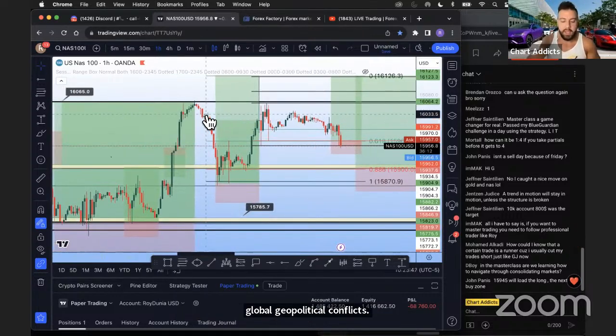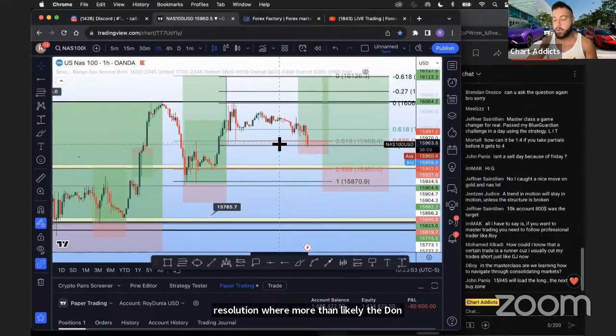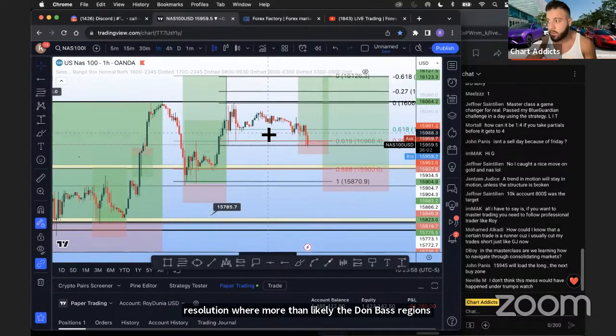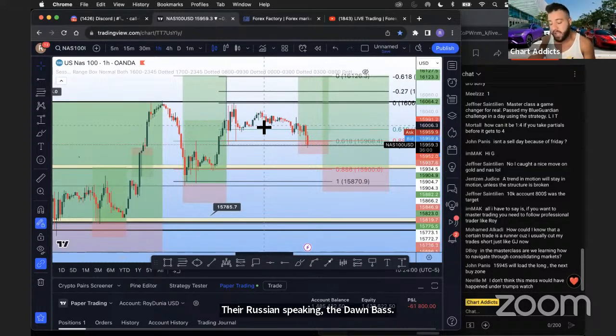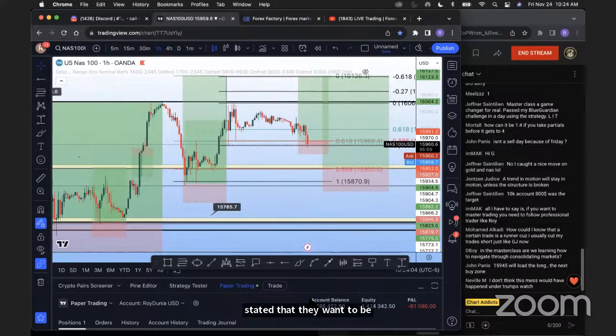We have Russia and Ukraine that's going to come to a resolution where more than likely the Donbass regions will be conceded over to the Russians. They're Russian speaking. The Donbass have very clearly stated that they want to be Russian. And I think this is going to end with those concessions.